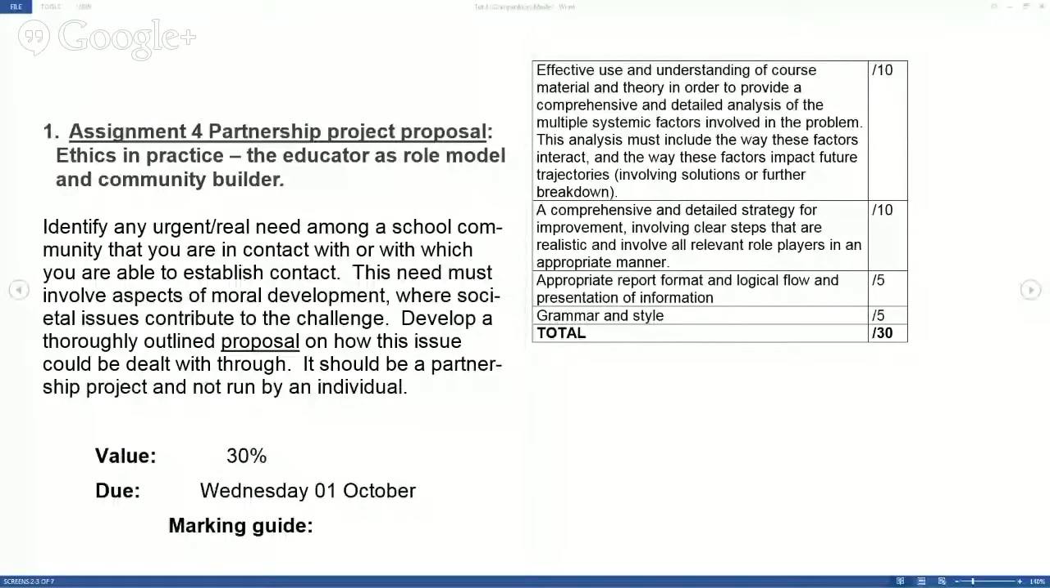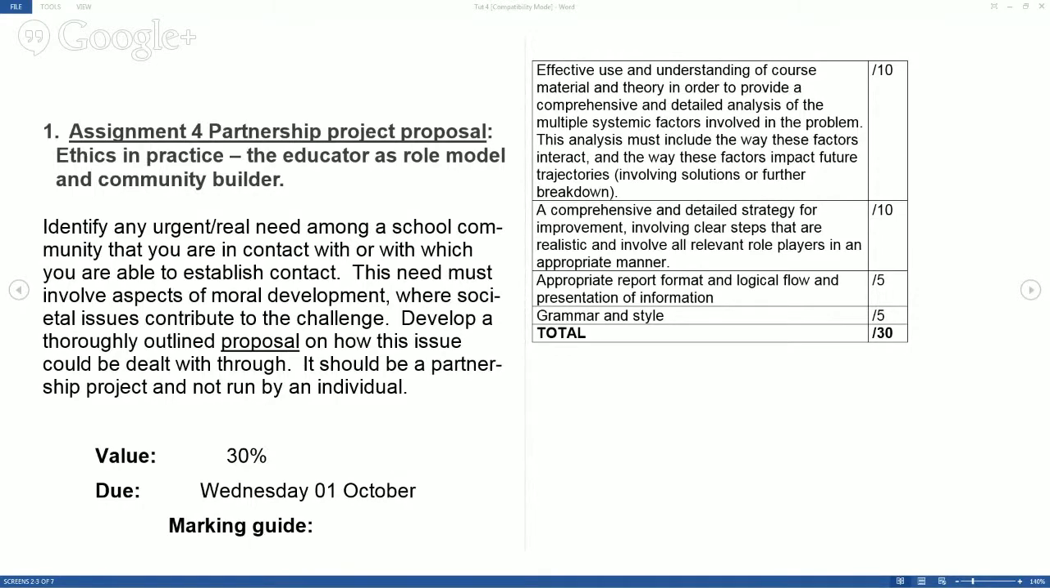So the first thing is effective use and understanding of course material and theory for comprehensive, detailed analysis of the multiple systemic factors involved in the problem. Just in plain English, we looked at Maslow, we looked at Bronfenbrenner, so that you don't just look at the problem of the child in the classroom. You've got to look at the child in the classroom and all the contexts of the school.